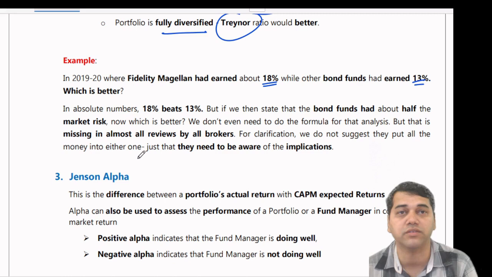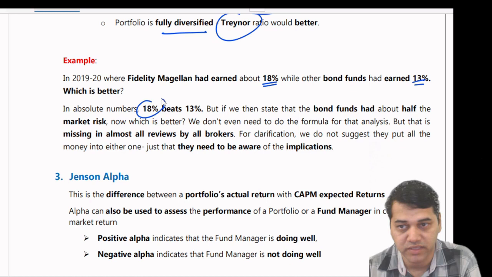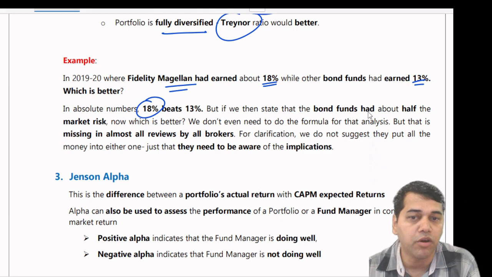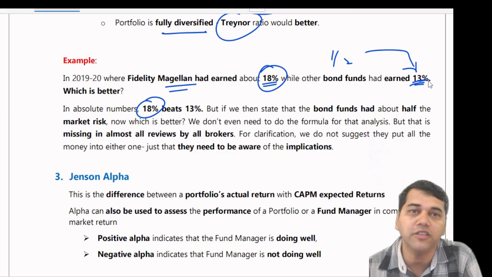Then why do banks exist? Everybody should invest in companies, no? Companies will definitely give you more than what bankers will offer, but there is an element of risk. So in absolute numbers, yes, 18%, Magellan became the leader, and everybody celebrated. But if we state that the bond funds had half the market risk, so at half of the market risk they give 13%, well, 13 is far better, no?